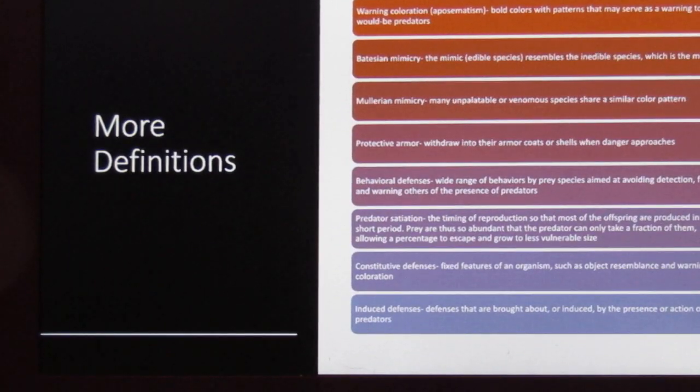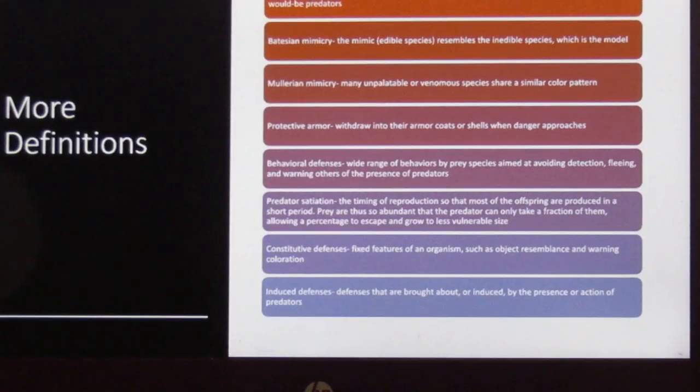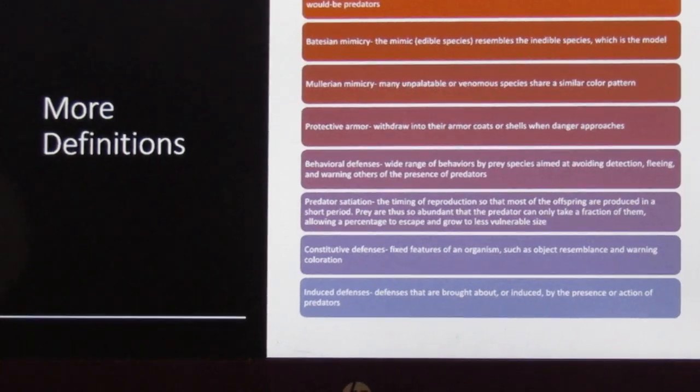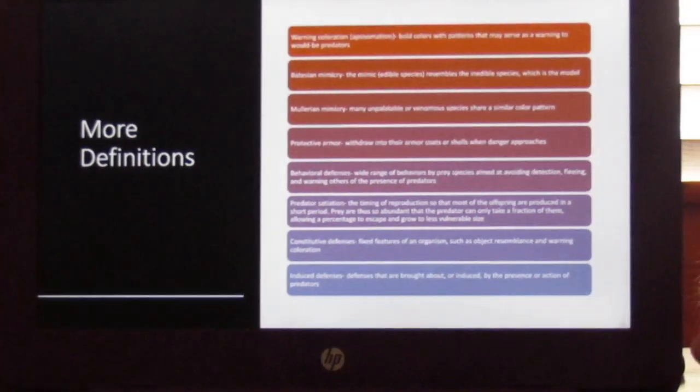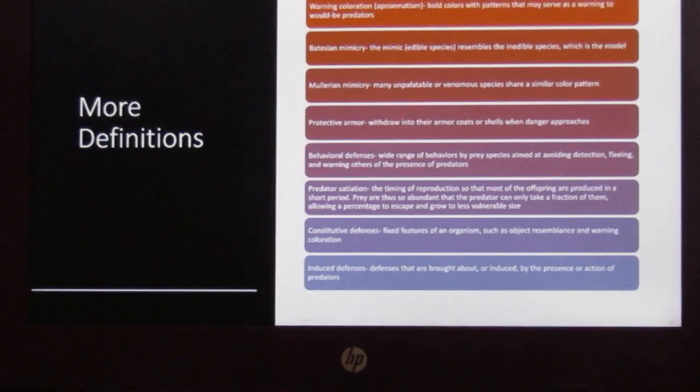Protective armor: they withdraw into armored coats or shells, that's turtles and armadillos for you. Behavioral defenses: a range of behaviors by prey species aimed at avoiding detection, fleeing, and warning others of the presence of predation.